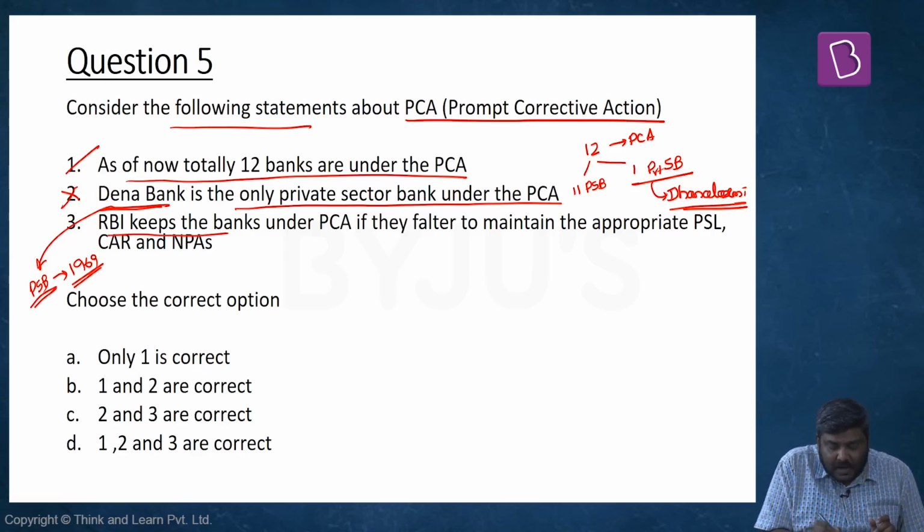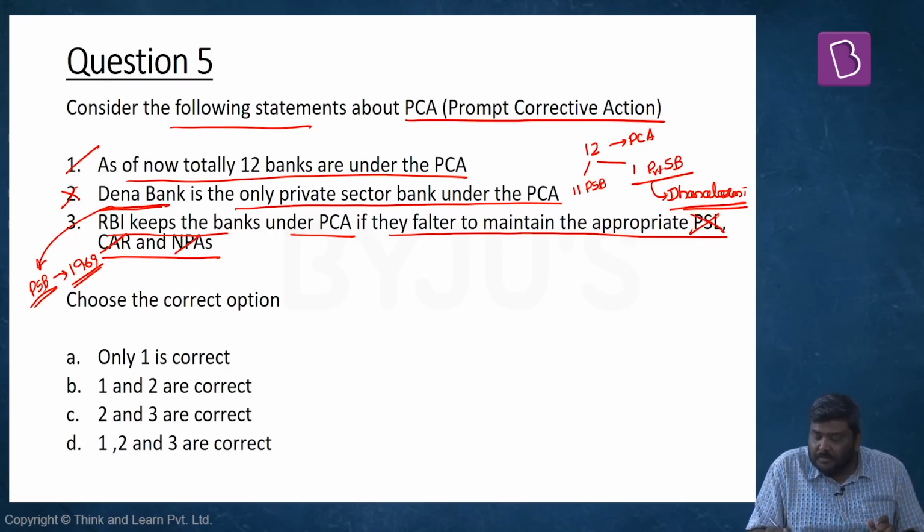Third, RBI keeps the banks under prompt corrective action if they falter to maintain the appropriate PSL, CAR, NPAs. NPA is correct, capital adequacy ratio is correct. PSL is not part of the guidelines under the prompt corrective action. That is, even if you fail to meet PSL alone, you cannot be kept under the prompt corrective action. So this point is wrong. So even the third statement is wrong. So the right option will be option A, only one is correct.